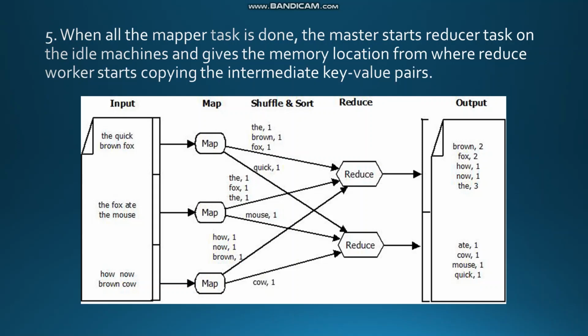When all the mapper tasks are done, the master starts reducer tasks on the idle machines and gives the memory location from where the reduce worker starts copying the intermediate key value pairs.